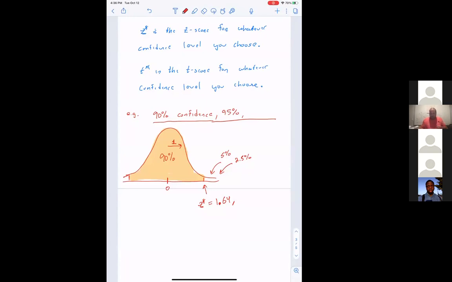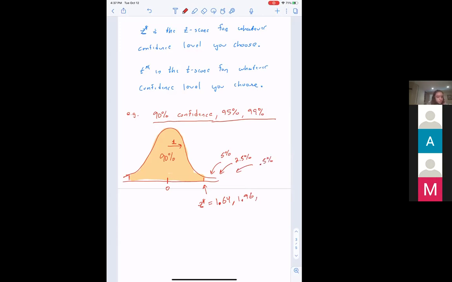So, what is my Z star for 95%? $1.96 is correct. And last one, because these are the big three that appear so many times throughout the course. Let's also do, if it's 99%, how much is cut off if you do 99%? .5%, that's correct. And what would my Z star be in that case?